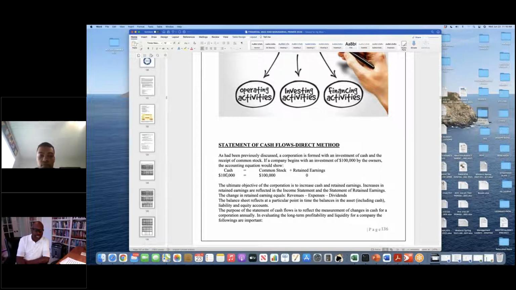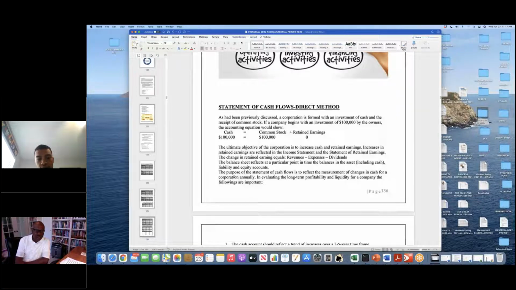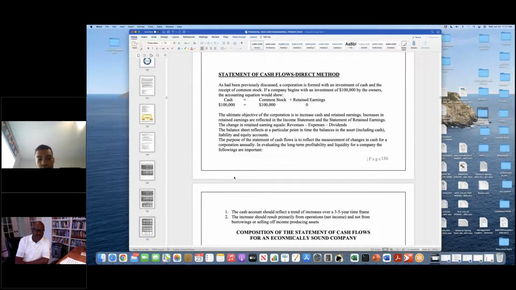So if this cash is not going up through earnings, then why are we investing in this company? So whenever we're looking at a company, you want a retained earnings number that's positive, and ultimately you want the assets to increase, but especially cash at the end of the day. So always keep that in mind.